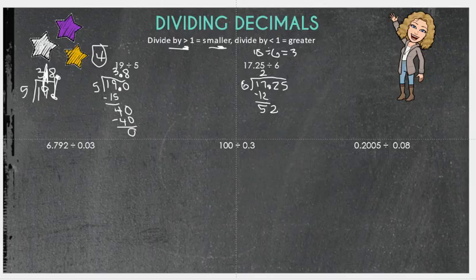6 goes into 54 8 times, which is 48. I hope I don't run out of space. 52 minus 48 is 4. I'm going to bring down the 5. 6 goes into 45. Sorry, it's a 5. 7 times, which is 42. That's okay. I'm going to work my way down between these problems. 45 minus 42 is 3.